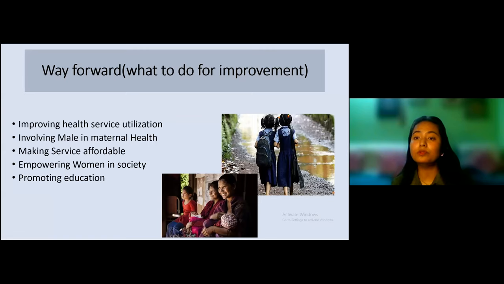Now, the way forward: what should we do for the improvement of all these problems that we have discussed? At first, improving health service utilization. Like I said, making a big hospital or making all the services available doesn't make any difference if we are not utilizing them. For example, there is a plate of healthy food, but if we are not eating it, then what is the use of that food that has been kept there? That doesn't make any difference. So we have to work on how we can help this population use their rights and the services which are made for them.